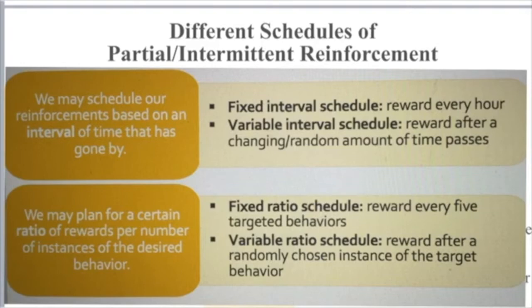A fixed ratio schedule would be that maybe you're paid every 40 hours of work that you complete, right? It doesn't matter how long those 40 hours take you, how many days. Maybe you work overtime and you do 40 hours of work in 4 days, and you get paid for those 40 hours. And every time you do 40 hours, you're getting paid. So this isn't based on time, right? This is based on how often you're doing the behavior, right?